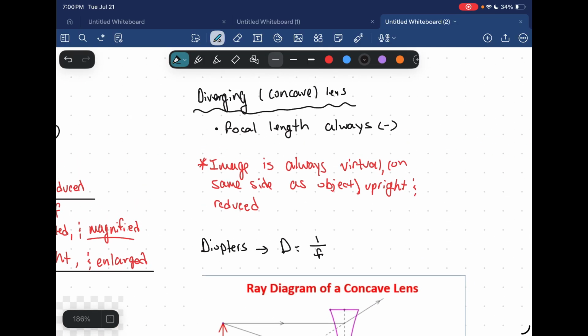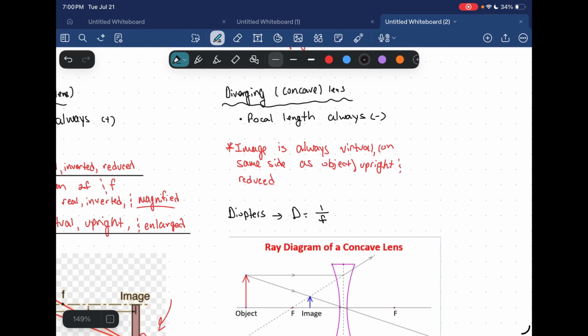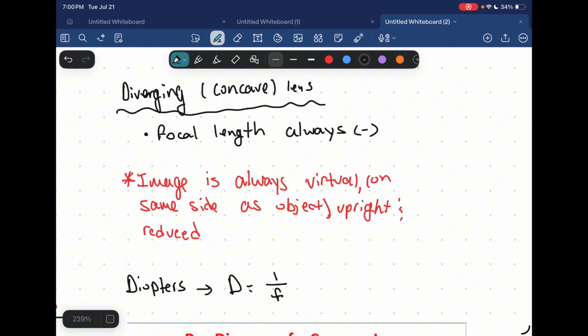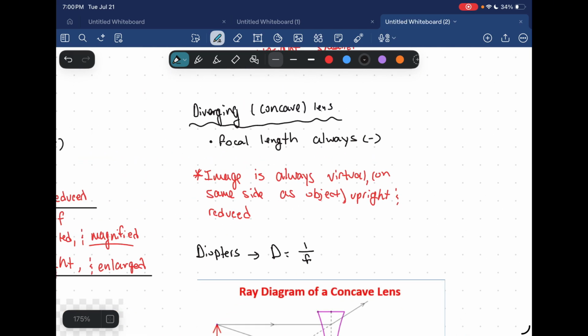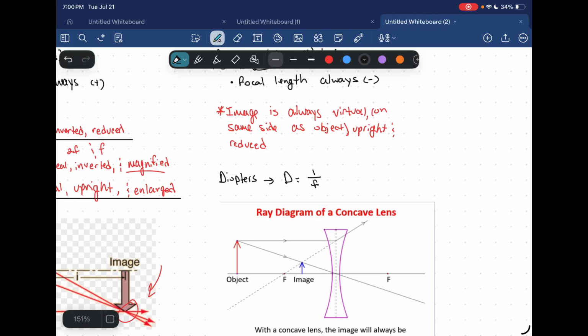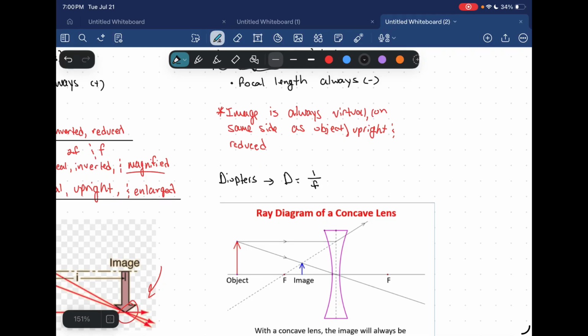Now let's look at diverging or concave lenses. For these types of lenses, the focal length is always negative. And these are typically easier to work with because the image produced is always the same. It's always virtual, upright, and reduced.